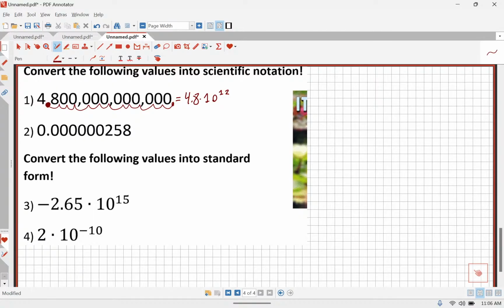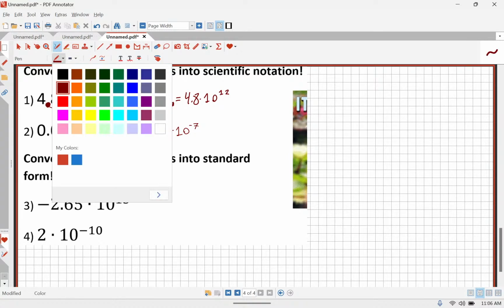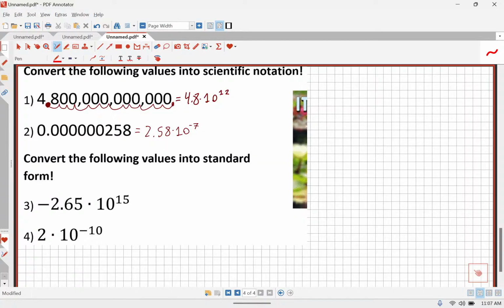Let's see here. Truman, what'd you get for number 2? How many of us got 2.58 times 10 to the power of negative 7? And how did you get that, Truman? What'd you do? Oh, I got you. So, wait, from here? And then you counted where? Oh, 2, 3, 4, 5. How come you stopped here?